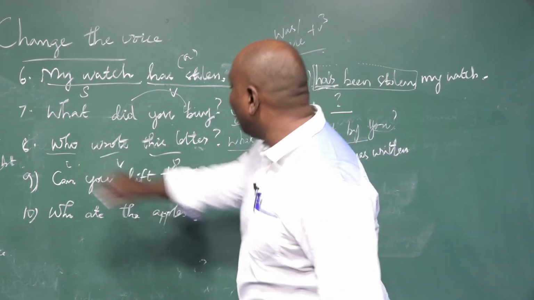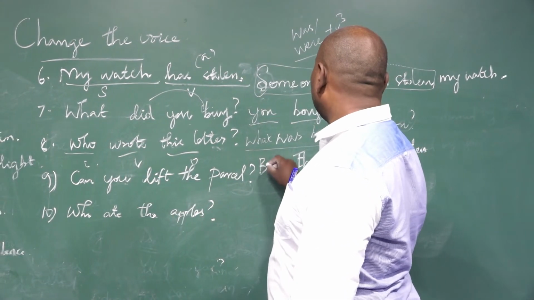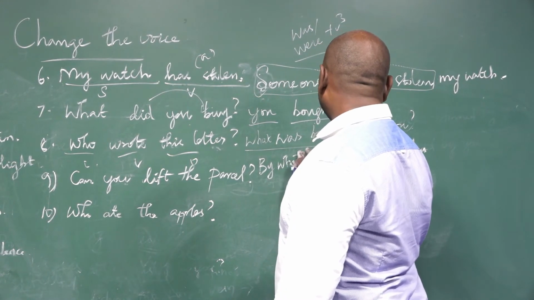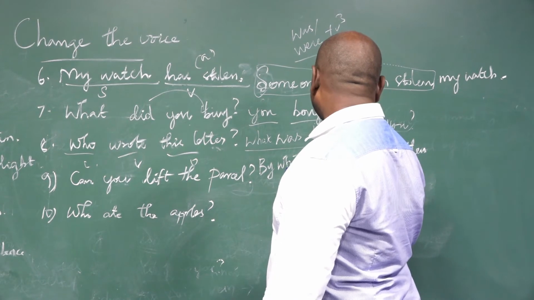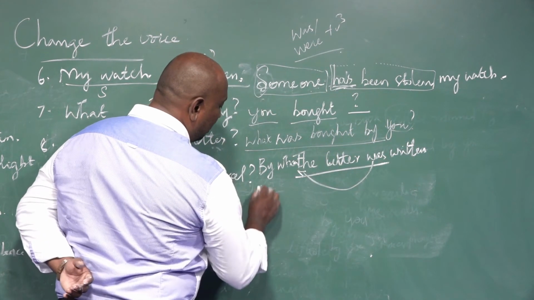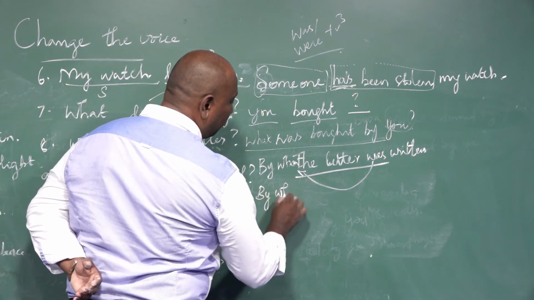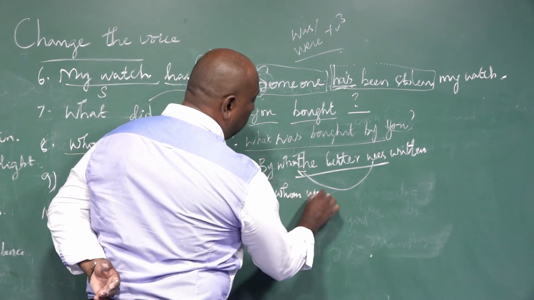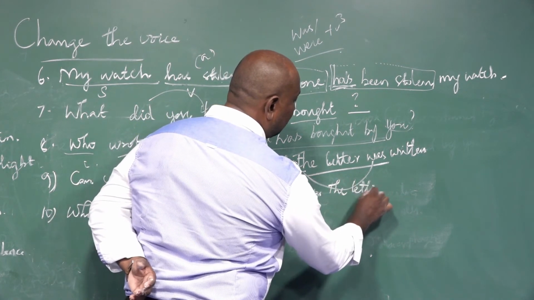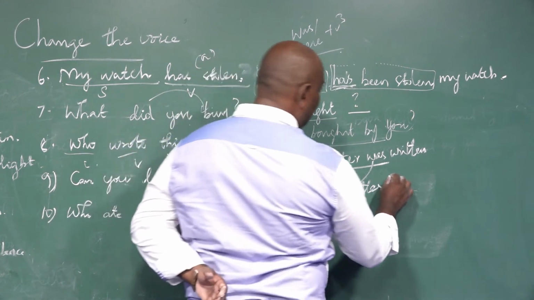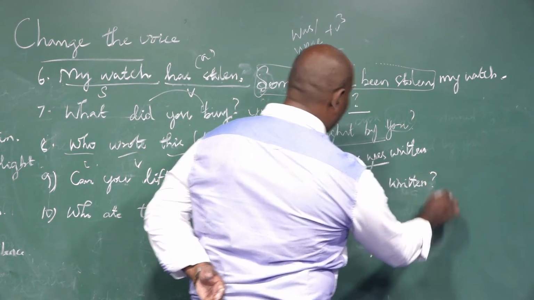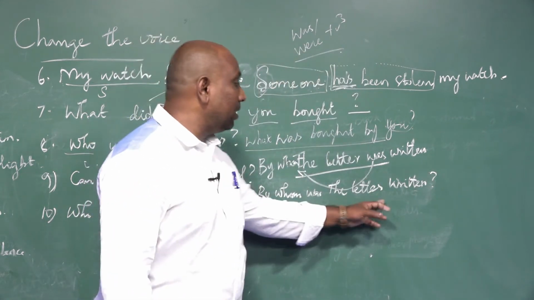For this who, what do we have to write? By whom. We cannot write with who. By whom was. What is the question for this? The auxiliary has to be before the subject. By whom was the letter written? Question mark. By whom was the letter written? This is the way you can write.